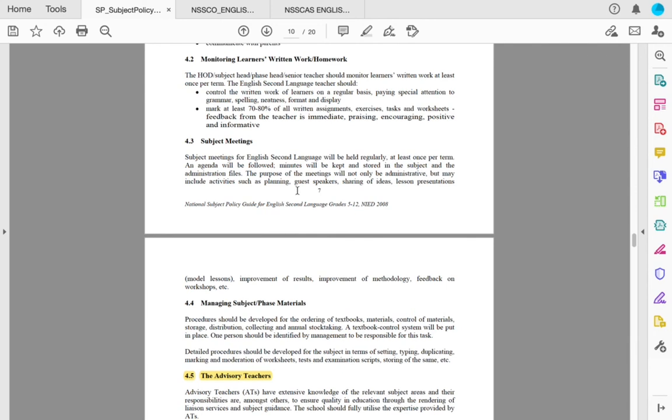how, when you create activities together, how do they do, how do you then improve your methods. You talk about the methods that you're using, to help each other. It could also be feedback on any workshop. If somebody has attended a workshop, you can talk about that. You can talk about ideas that you want to share with everybody to really help run the subject smoothly.